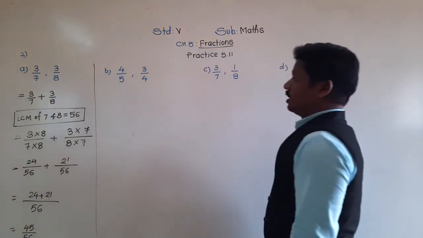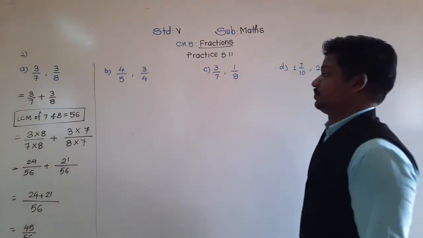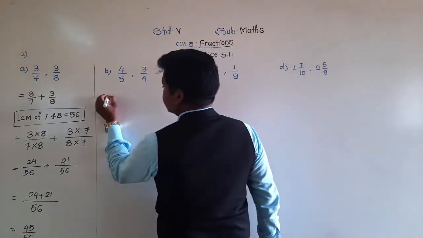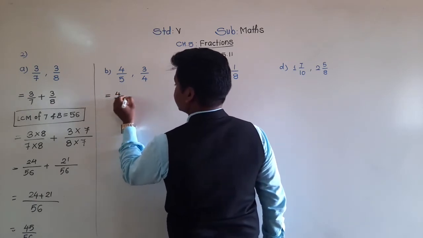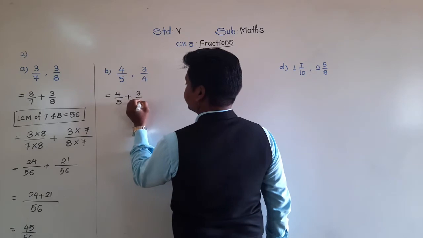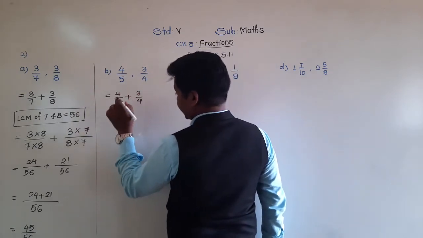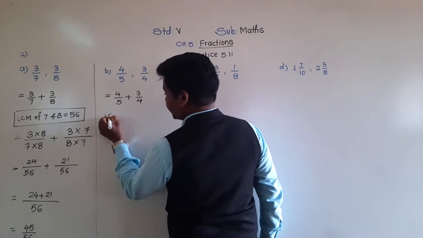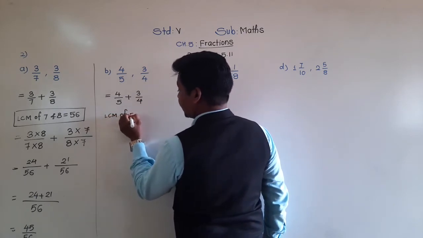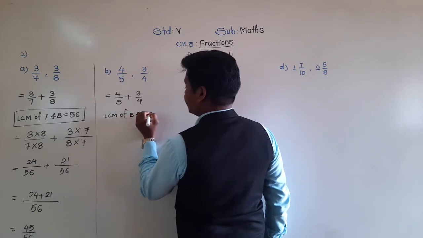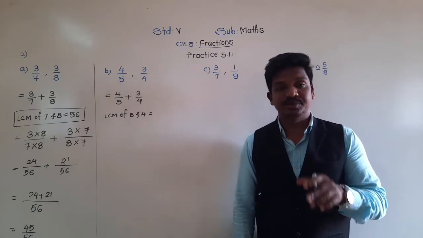Next, 4 upon 5 and 3 upon 4. See 4 upon 5 plus 3 upon 4. Now denominators are not same, then we cannot add directly. First we need to make denominator same, and for that we need to find LCM of 5 and 4. Can you tell me LCM of 5 and 4? Which number will be the LCM?